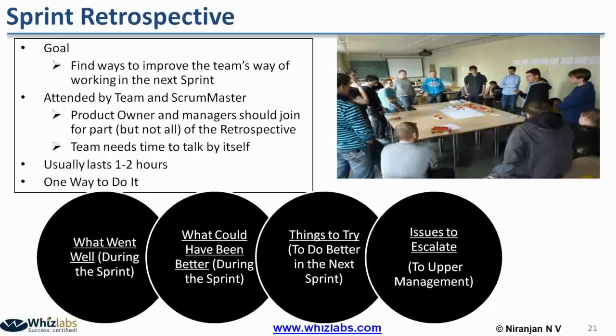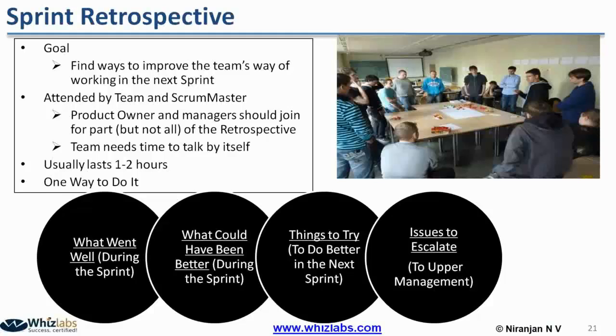Then the team can also discuss what could have been better. Normally, what could have been better are the areas of improvement. So the team can identify what things to try in the next sprint so that they become a better team. So that is the third thing. Normally, what could have been better are the areas which should be tried in the next sprint.